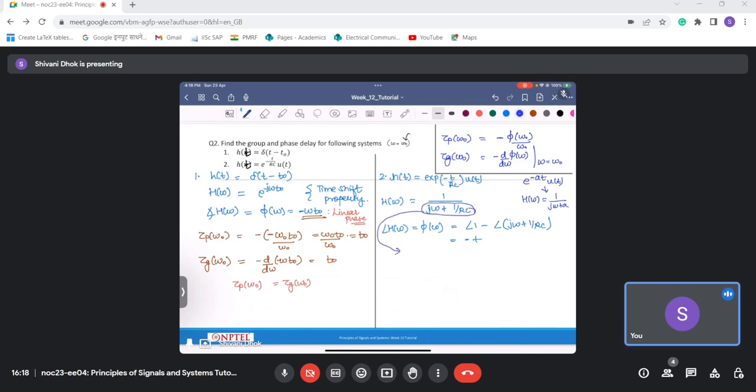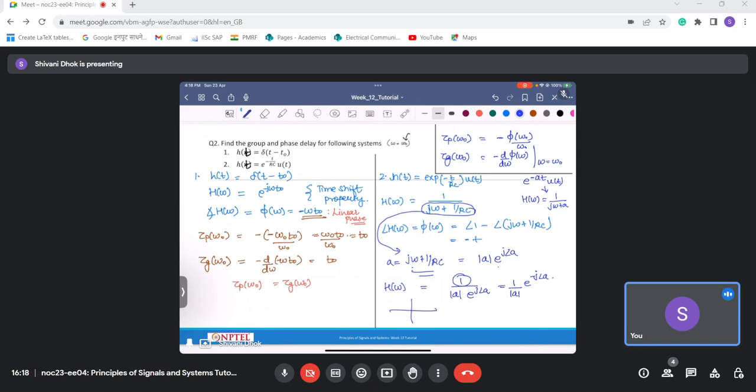I can write j omega plus 1 by RC as having some magnitude, let's say A, and it will have some angle. This is an equivalent representation of this number. So H of omega I can write as 1 upon magnitude A into e power j angle A, which I can write as 1 by magnitude A into e power minus j times angle A. Now this 1 is a constant.